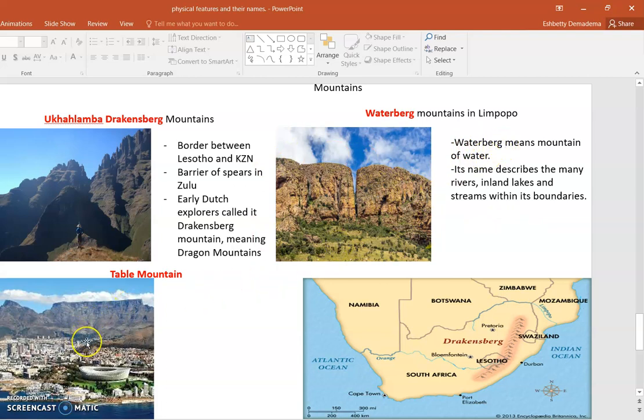And then we have our Table Mountain. Table Mountain is found in Western Cape, and it gets its name from the shape of the mountain.